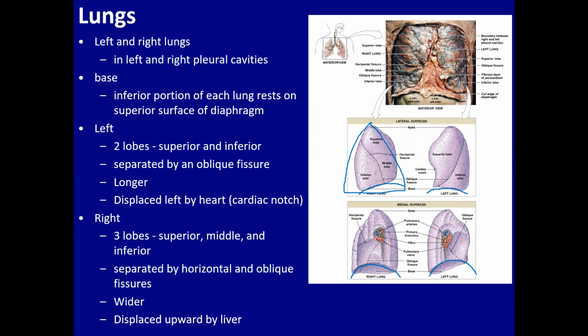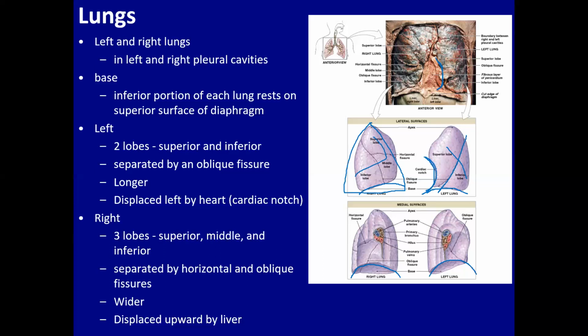The left lung only has 2 lobes. You can see here, 1, 2. The right lung has 3 lobes, 1, 2, and 3. The left lung's lobes are separated by the oblique fissure. It is longer, but it is displaced by the heart. And there is an area here called the cardiac notch. And you can see that cardiac notch right here in the actual picture of the cadaver, right? So here is the cardiac notch.